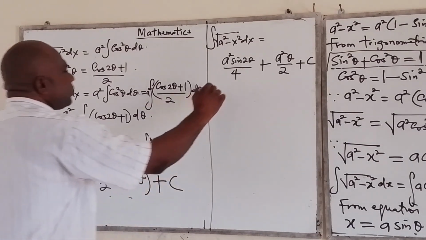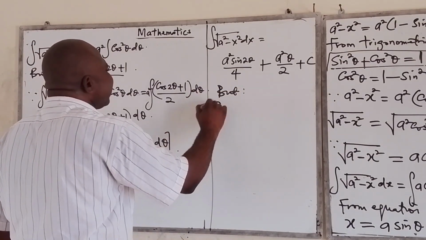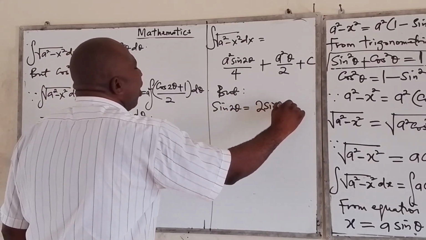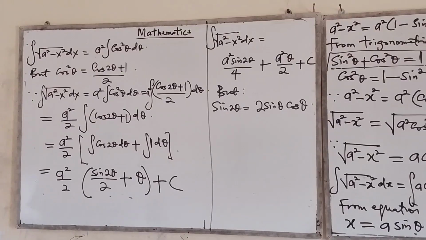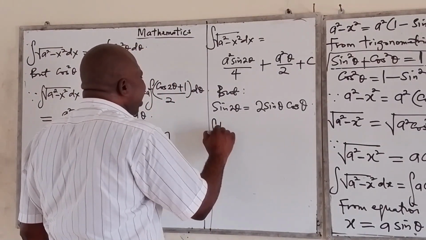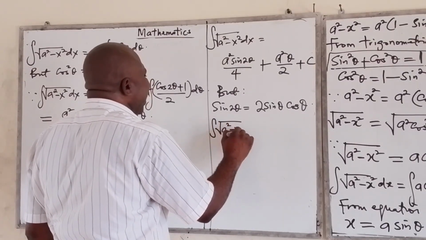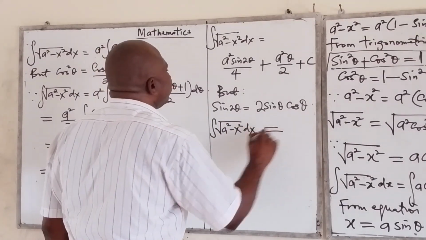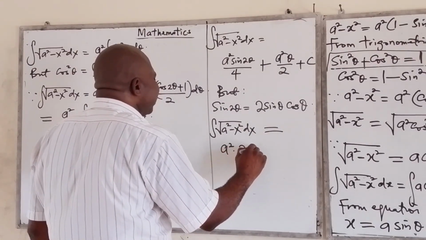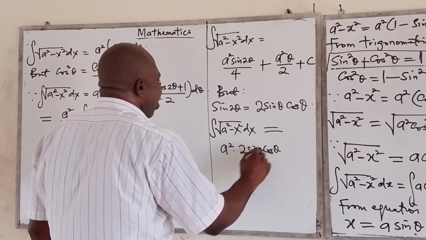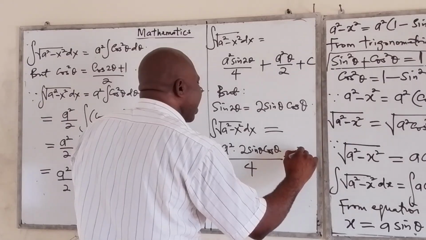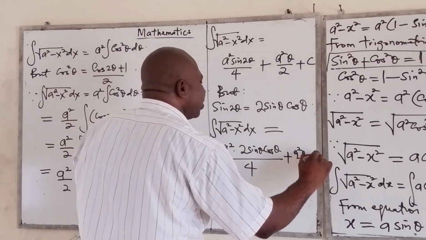Okay, but sine 2 theta is the same thing as 2 sine theta cos theta. Yes, sine 2 theta is the same thing as 2 sine theta cos theta. So it means the integral of the square root of a squared minus x squared dx will be equal to a squared times 2 sine theta cos theta all over 4, then plus a squared theta all over 2 plus c.